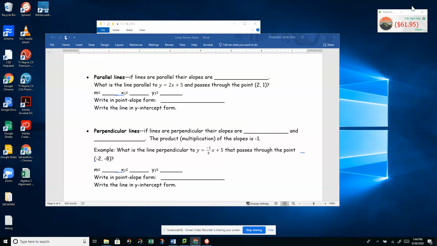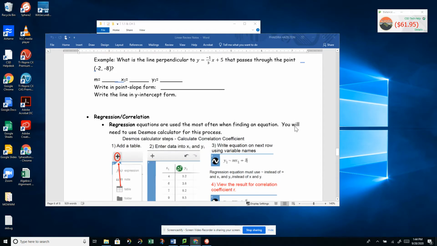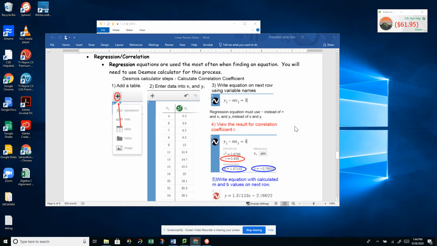Okay, so this is your notes, and I think I gave you the right paper, but this is regression correlation, and so these are like your notes. And if you don't have it, that's okay because you have this video, and then I'm going to walk you through this Desmos activity that you can do, and it shouldn't be that bad.